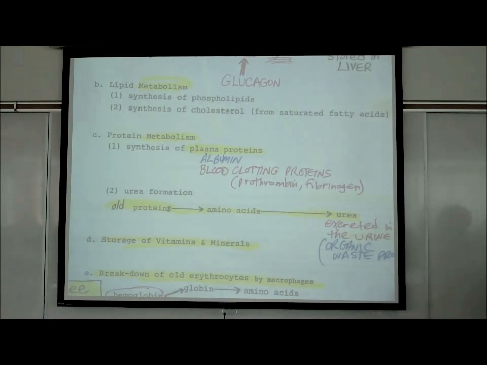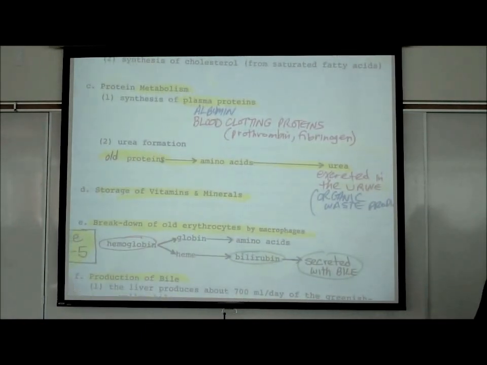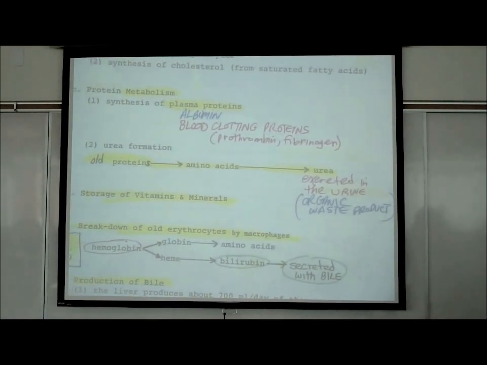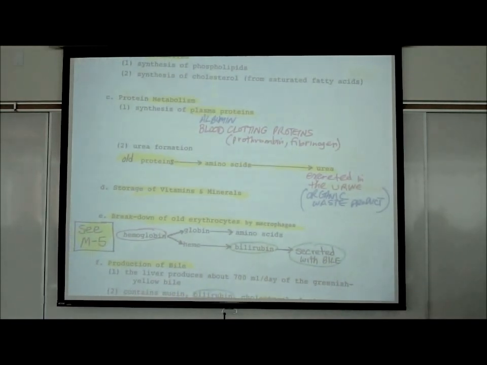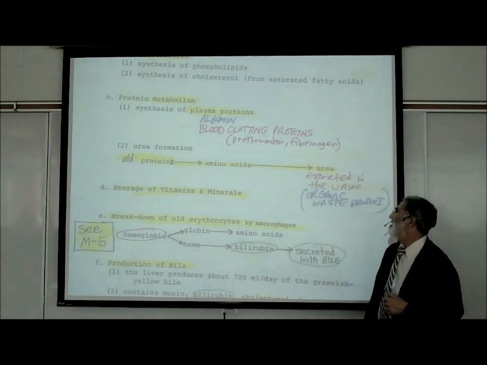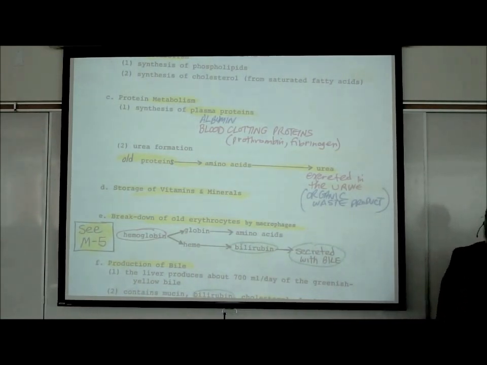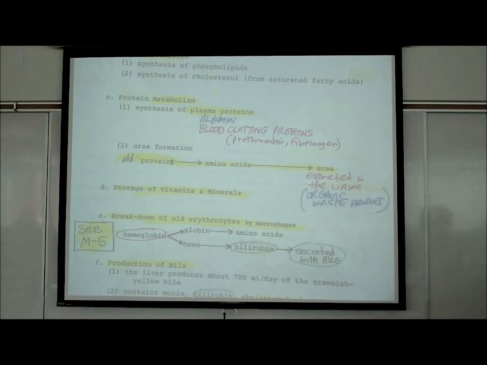Because you only digest those foods into basic building blocks, and you reassemble those nutrients into human chemicals. Our liver is also involved in breaking down old proteins, and it breaks down old proteins first into amino acids and then into a waste product called urea. And this urea is then excreted in our urine. In fact, it is the major organic waste that is in our urine.